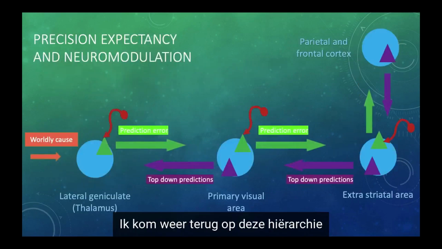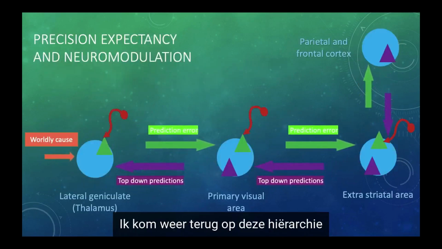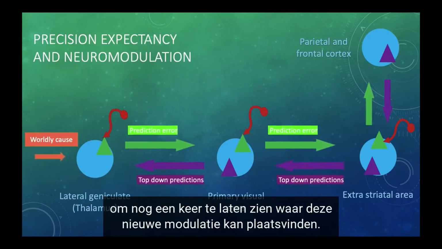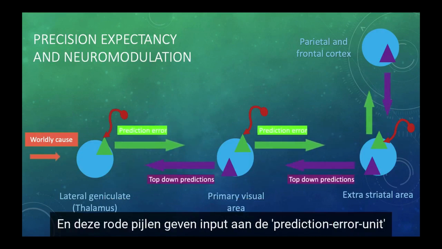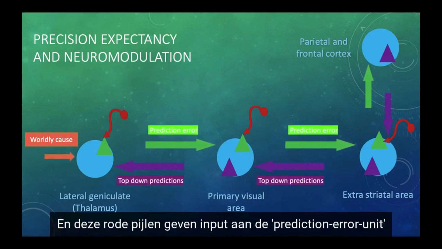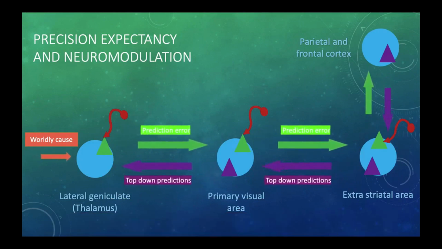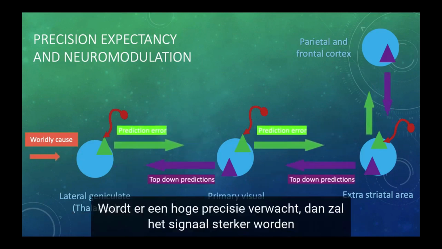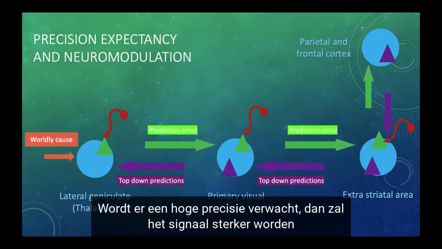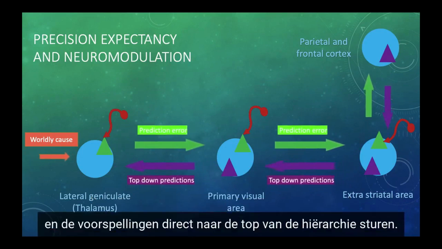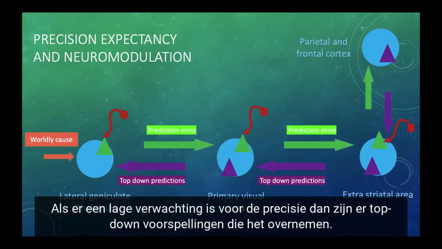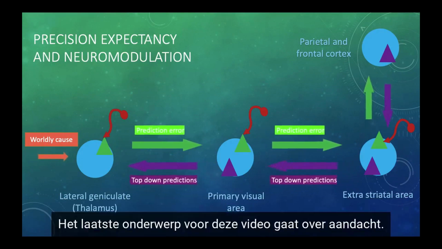Okay, I'm just returning to this hierarchy once more to show where this neuromodulation can take place. These red arrows are inputting onto the prediction error units, and they can either turn up the gain or have low gain. And if it's expecting high precision, it will turn up the gain and send those prediction errors straight up to the top of the hierarchy. If there's low expectation for precision, then those top-down predictions are going to take over.